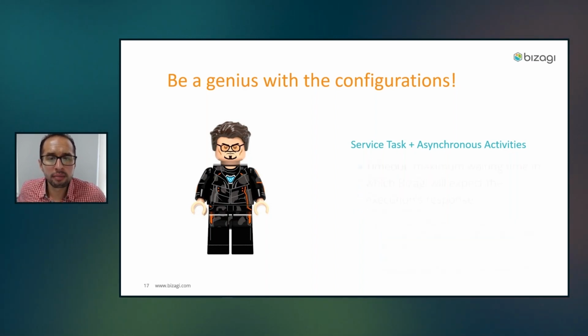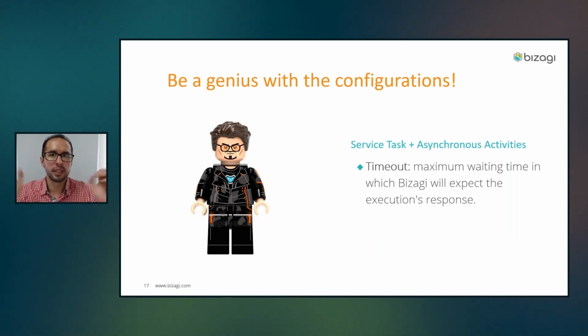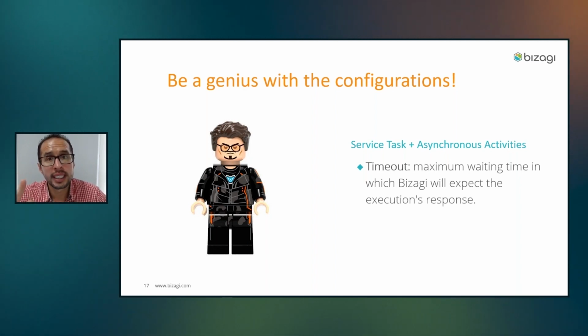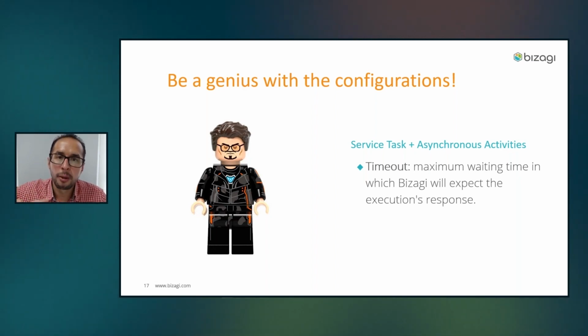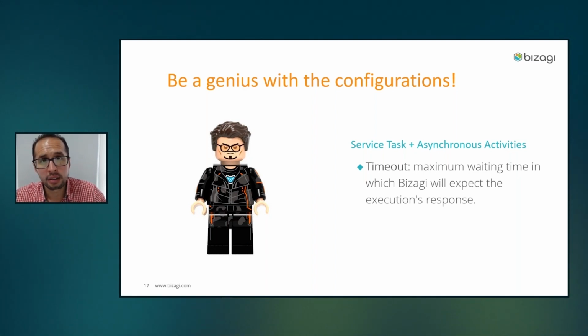So let's review one by one, and let me just explain what the meaning of this is. You are going to have an integration with an external system. Following the first best practice, that integration will be as atomic as possible. Following the second advice, you choose your friends wisely. You are going to include that integration using the combination service task in your process diagram, and then enable the asynchronous activities. And now in the third one, to be a genius with that configuration, you will need to understand what you are doing on those parts.